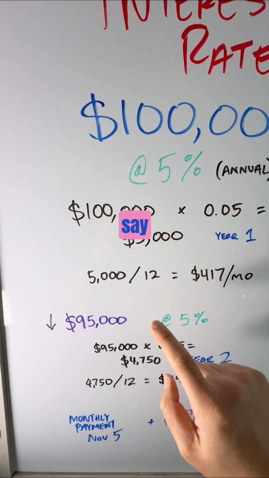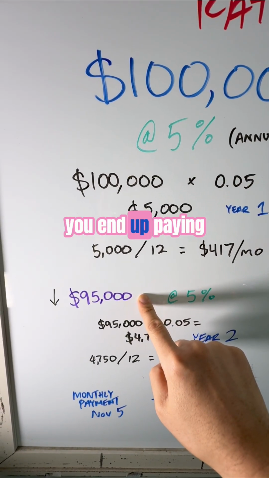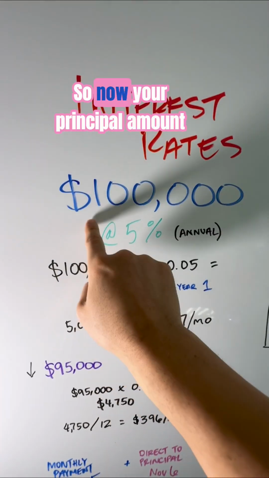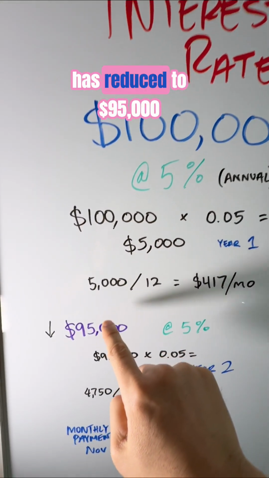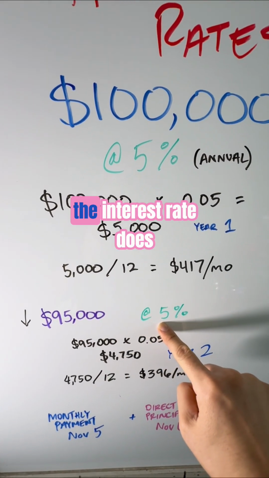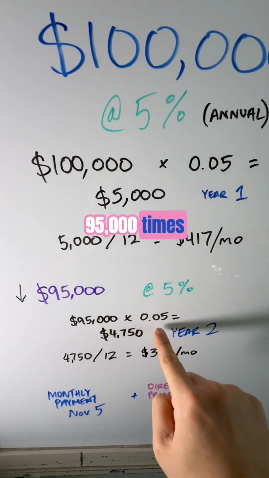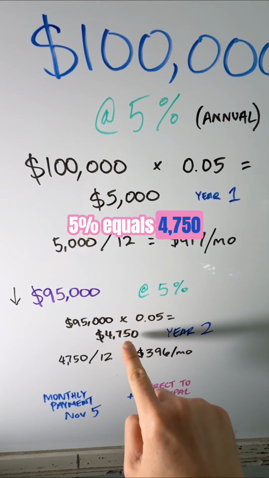Let's just hypothetically say how it maths out is that after year one, you end up paying it down to $95,000. So now your principal amount has reduced to $95,000. That means, by the way, the interest rate does not change, right? 5%, 95,000 times 5% equals 4,750.